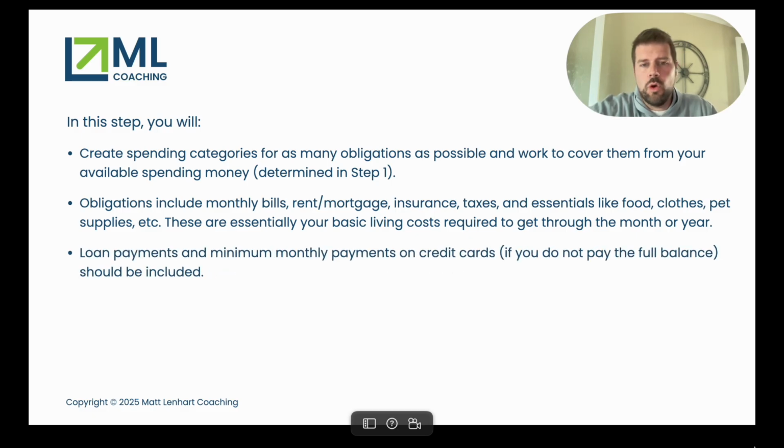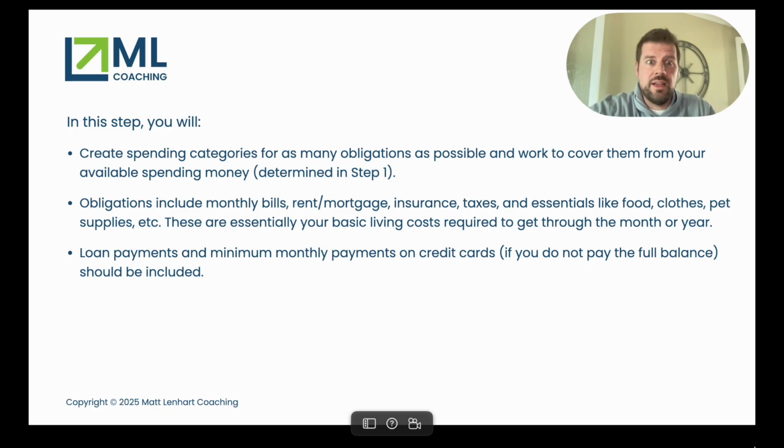You also want to include your loan payments and your minimum monthly payments on credit cards if you're not paying the full balance. It's okay if you're not, everybody can't. So if you are making those smaller payments on the credit cards, you want to include a spending category for those. You're also going to want to include a spending category for interest, which we'll probably talk about in a later video, but interest will be something you have to pay. So that's something you want to capture in your budget as well.